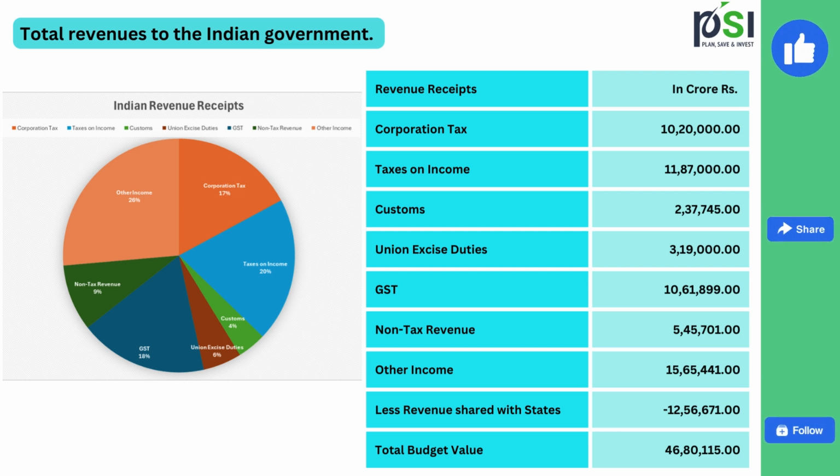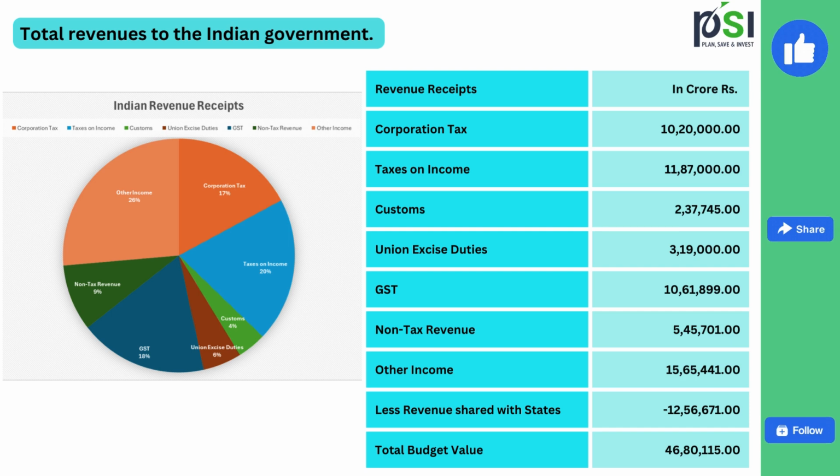So if you observe the revenues, corporate tax, direct tax and GST, these three are the key parameters of primary income to the Indian government. After adding all the revenues, the budget is coming approximately 59 lakh crores. Now the revenue distributed to all 29 states is approximately 12,56,671 crores, which is approximately 21% of the total budget.